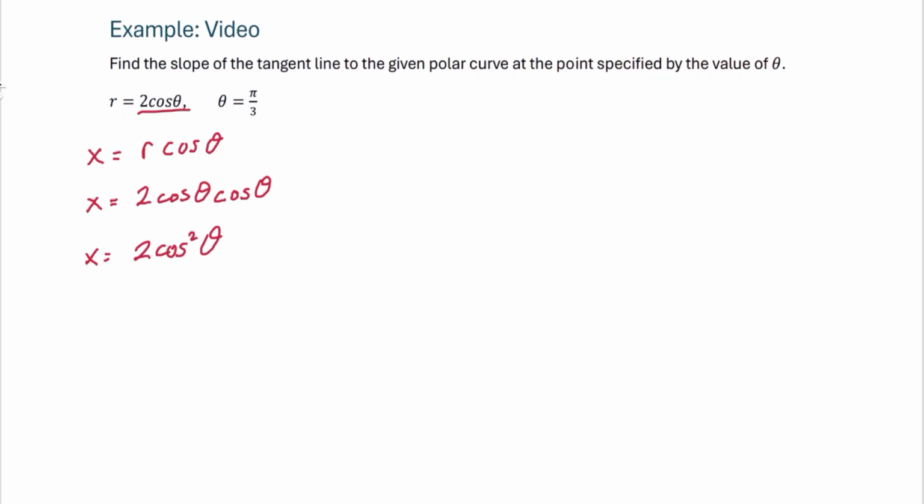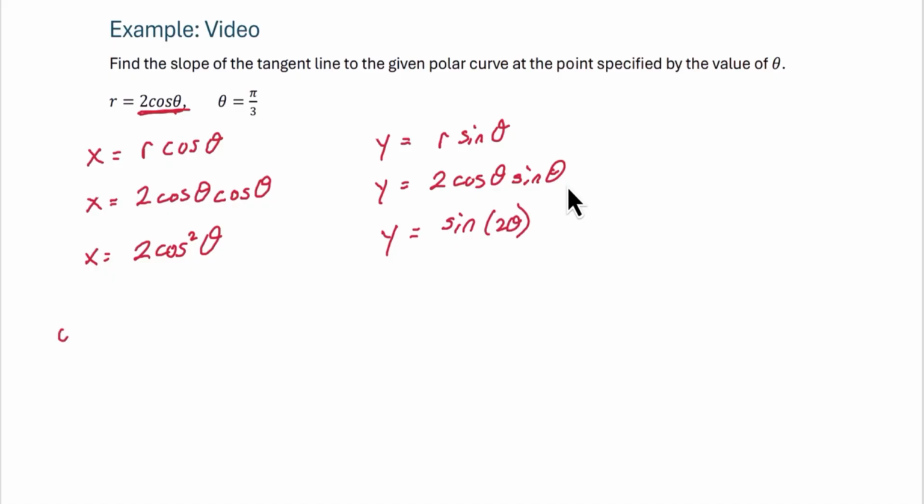Now let's do a similar thing for y. Y we know is r sine theta. We can again replace r with 2 cosine theta, and then we'll just copy down the sine theta. And this is one of the trig identities. You may recall we can write that as sine of 2 theta.